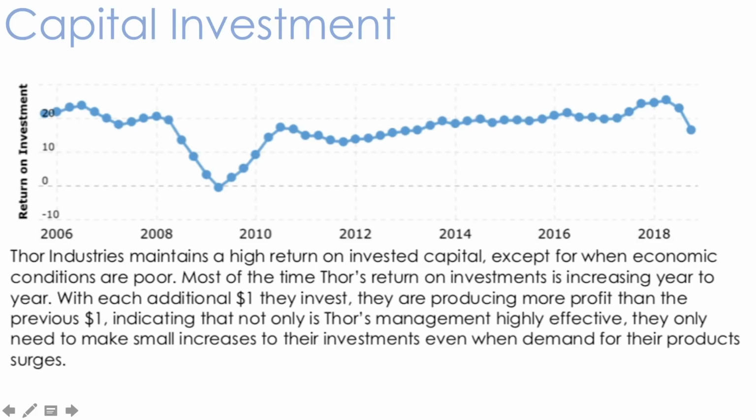So then we need to look at capital investment, and essentially Thor Industries has maintained a really high return on invested capital. So that's basically how much money they make on the money that they're investing. They make an investment decision and that brings in more money and we need to work out what return that is. And essentially most of the time, Thor's return on investment is increasing year to year. As you can see from the graph, it's increasing almost every year, except for when there are poor economic conditions.